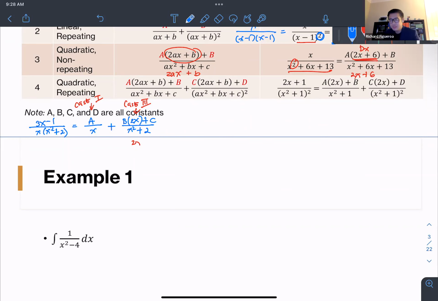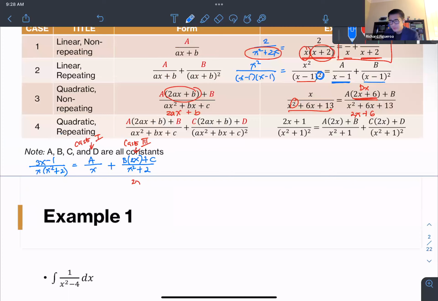And the last one, if it is repeating. If it repeats, it's the same as case 2. We repeat the denominator, and afterwards the numerator will have two constants, where one is multiplied with the derivative. For example, say we have 2x squared minus 1 over x squared times x squared plus x minus 1 squared.